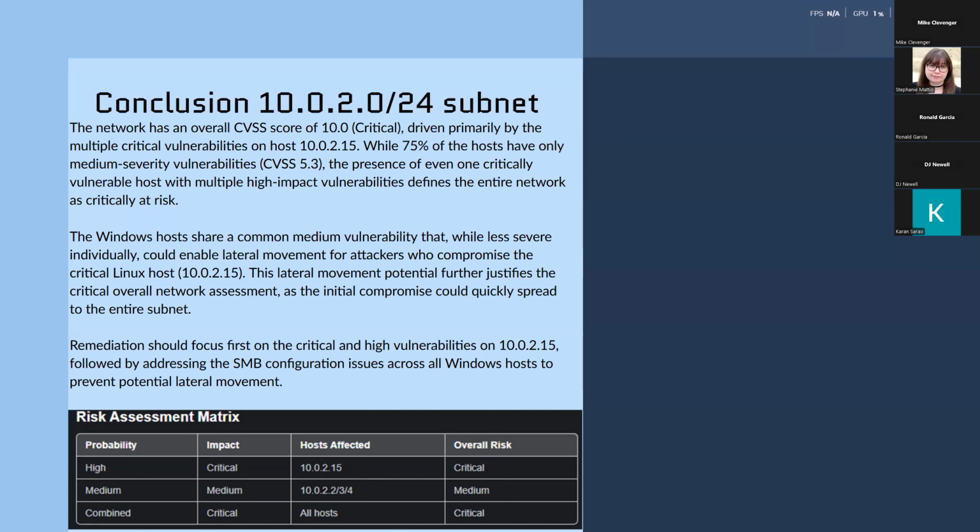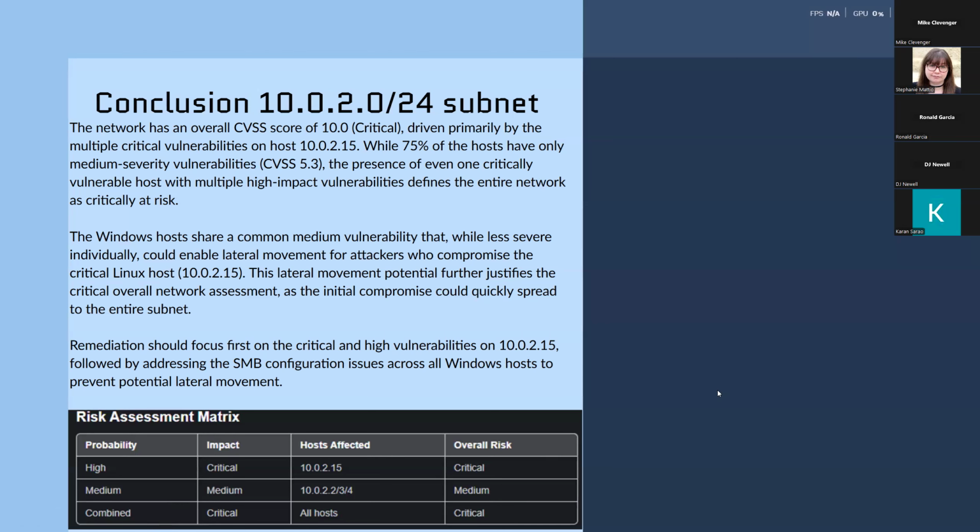Remediation should focus first on the critical and high vulnerabilities on .15, followed by addressing the SMB configuration issues across all Windows hosts to prevent potential lateral movement. And at the bottom of the slide here, we have a risk assessment matrix, giving the probability, impact, hosts affected, and the overall risk. And so the combined risk for all the hosts is critical.